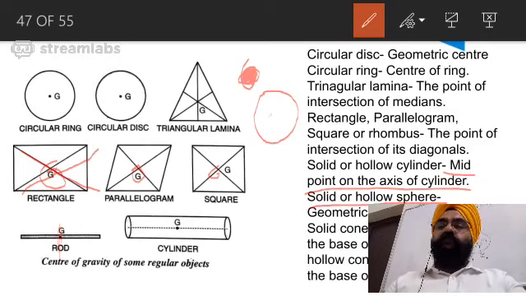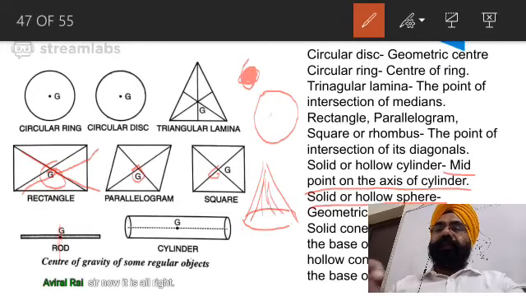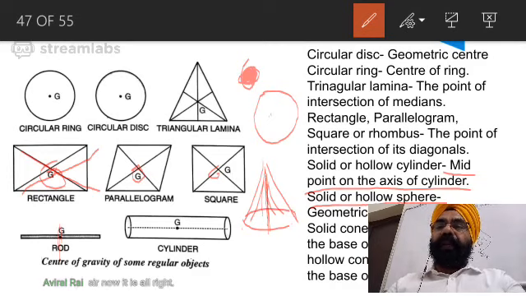Okay, now the solid cone. If I have a solid cone, there's a slight difference between a solid cone and a hollow cone. If it is a solid cone, then its center of gravity will lie at a height of h by 4, which means suppose its height was 8 centimeters, it will lie at 2 centimeters above the base, on the axis from the base.